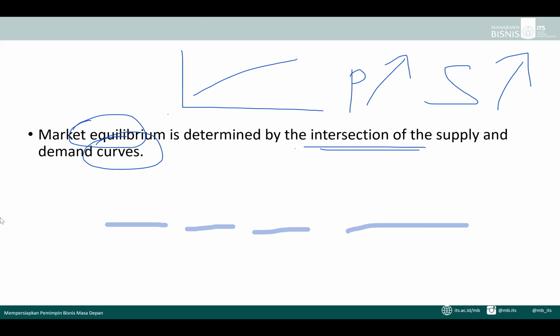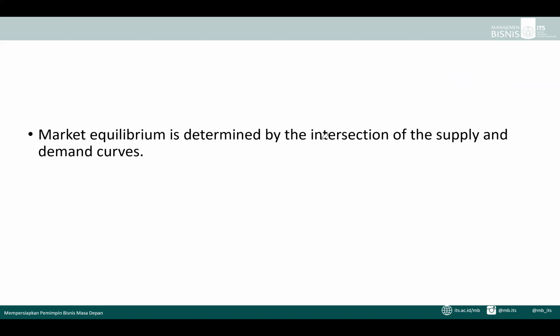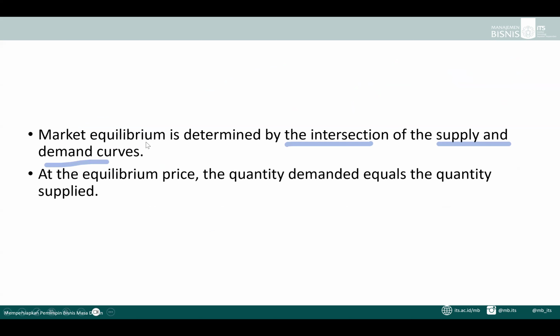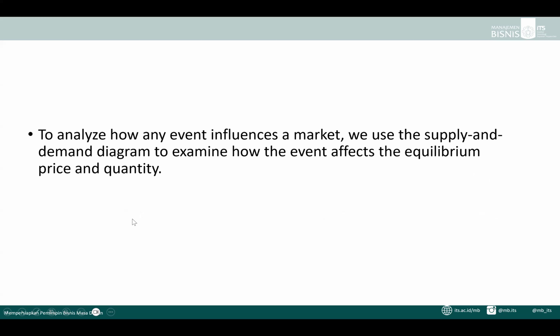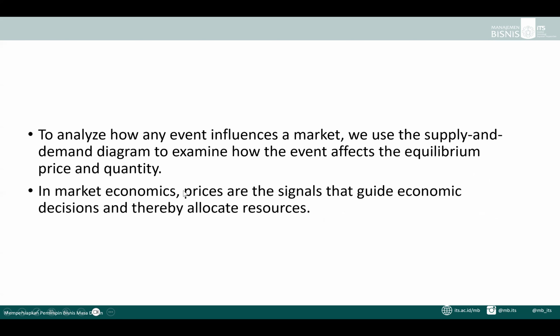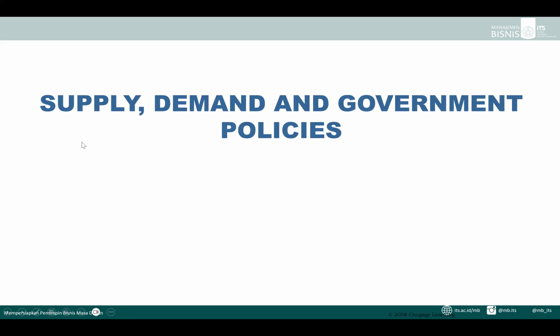Then we have the market equilibrium. This is the place of interaction between supply and demand. At the equilibrium price, the quantity demanded equals the quantity supplied. The behavior of buyers and sellers naturally drives the market towards that equilibrium. To analyze how any event influences the market, we use a supply and demand diagram to examine how the event affects the equilibrium price and quantity. Prices are the signal that guides economic decisions and thereby allocates resources.